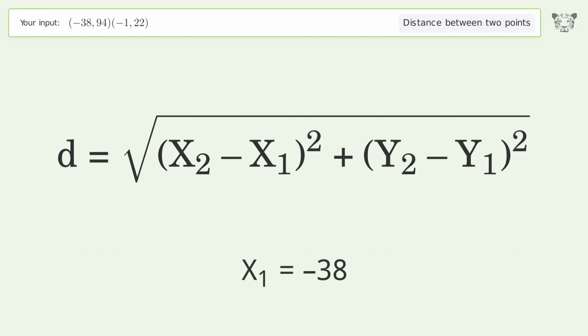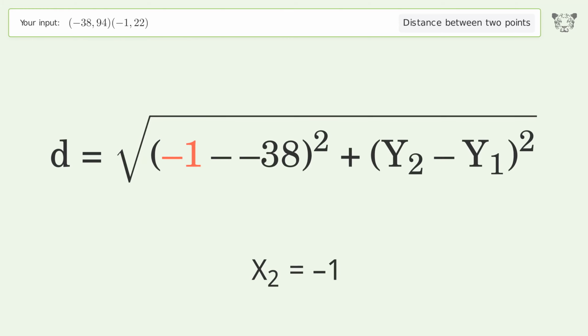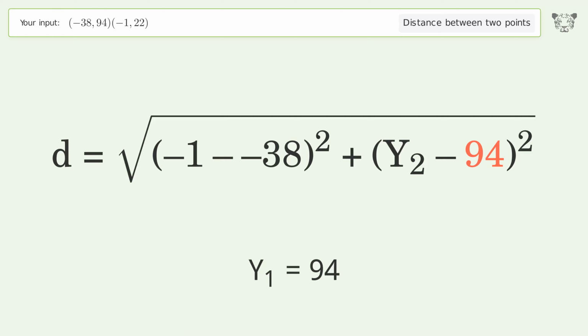x1 equals -38. x2 equals -1. y1 equals 94. y2 equals 22.